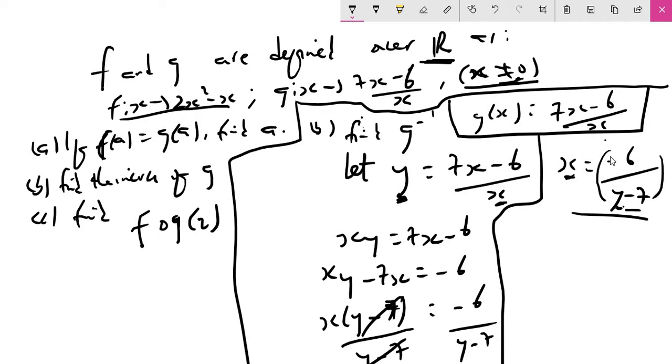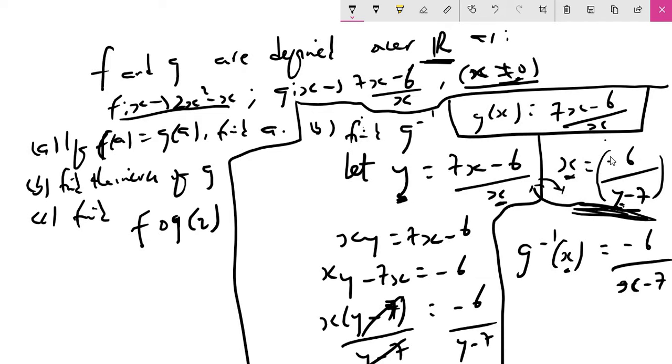So since this particular expression undoes the job of g of x, we now call this g inverse of x. But you see, we are writing it in this way, g inverse of x, meaning it should also take x. So of course we have to make sure that the variable here is x. So we just say minus 6 divided by x minus 7. So this is g inverse of x.